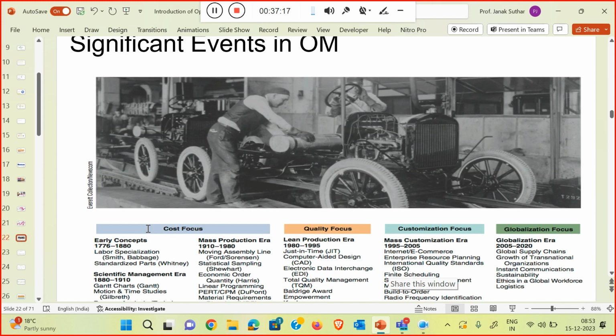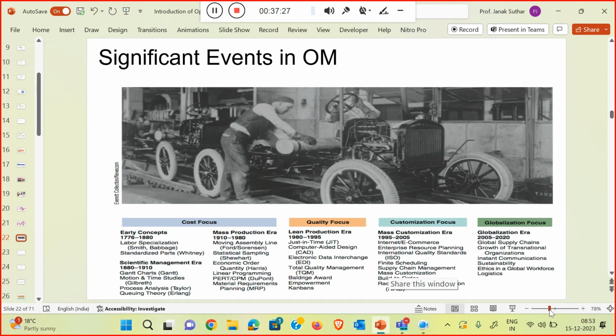It is a very important part of any organization. When you join as a manager, definitely you need to manage some operations. So that's why it is a critical thing. Okay, don't assume operation management is not a critical part.